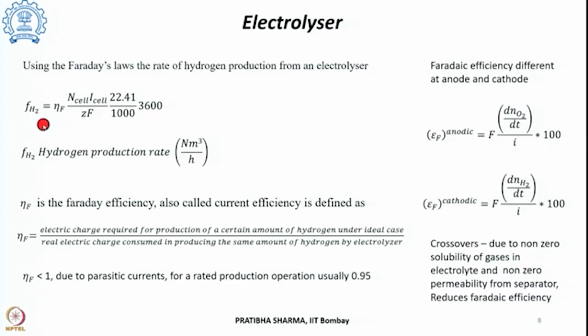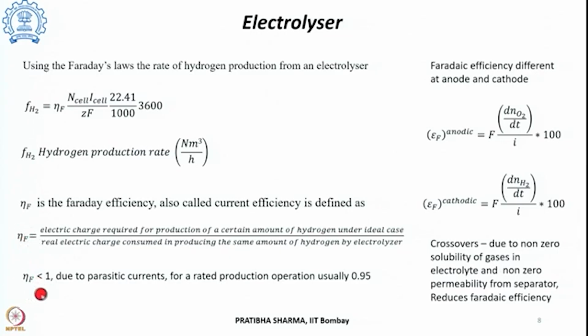So, this is the amount of hydrogen which can be produced using an electrolyzer. Now, the first term here, which is the eta F, is the Faraday efficiency. This is also known as the current efficiency, and it is defined as the ratio of the ideal quantity of electric charge required to produce a certain quantity of hydrogen to the electric charge which is actually consumed in producing the same amount of hydrogen using an electrolyzer, and this quantity is usually less than 1.